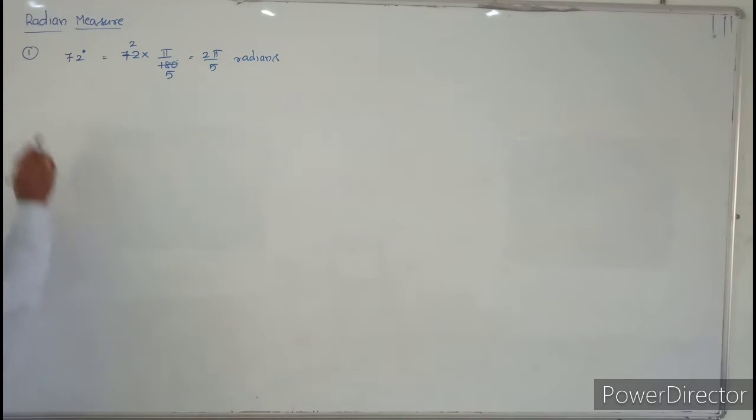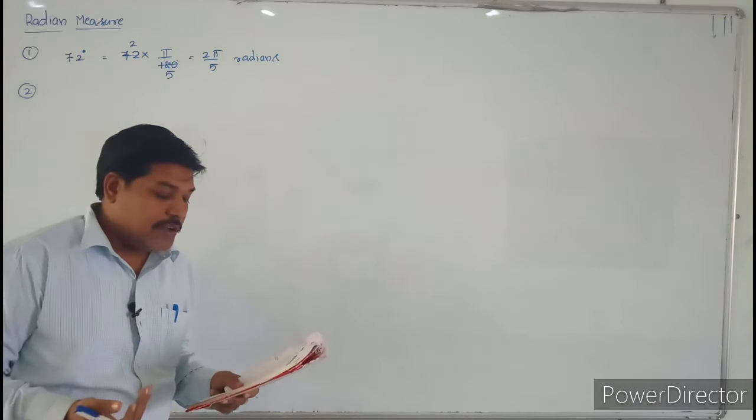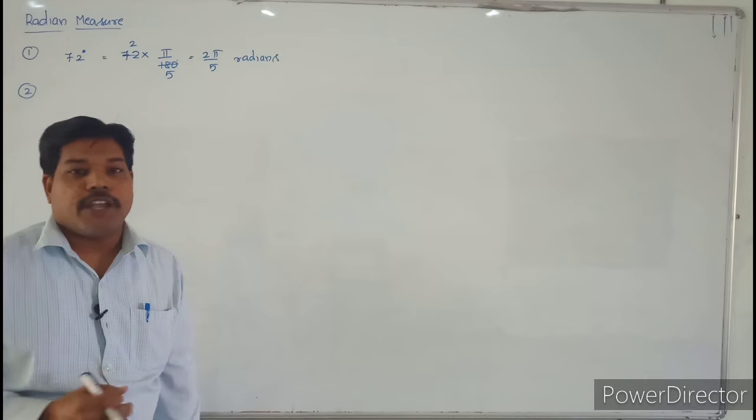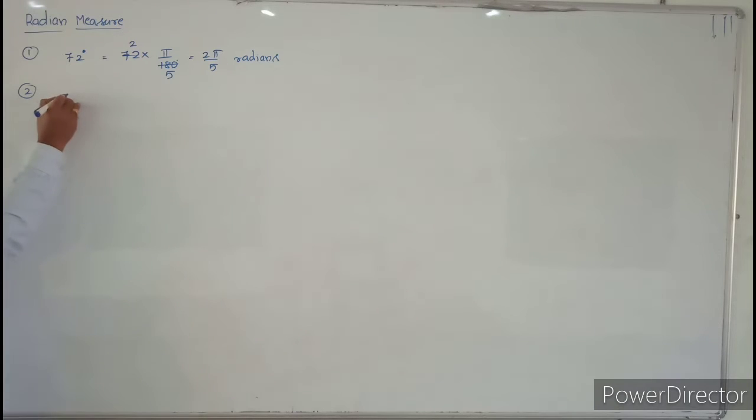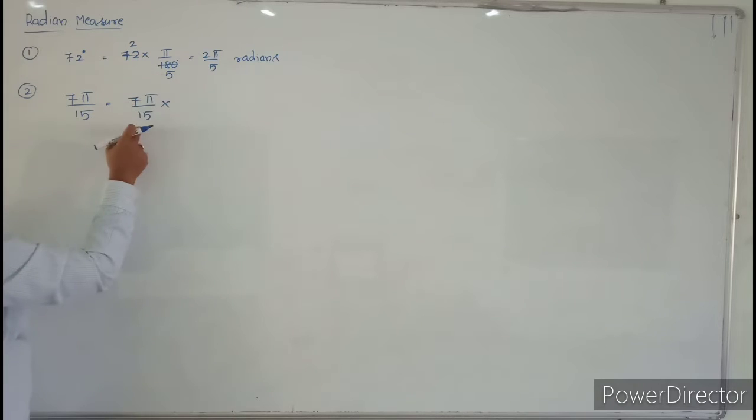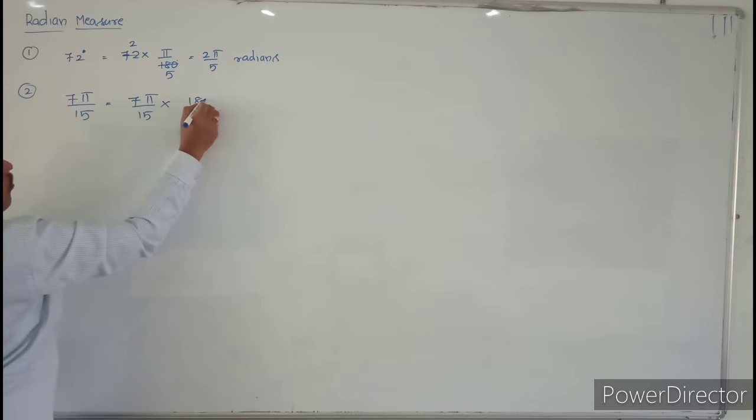Okay, so see the second question. What is the second question? The degree measure of 7 pi by 15. It is in radians actually. So if you want to convert into the degree measure, what do we have to multiply? 7 pi by 15 into 180 by pi.